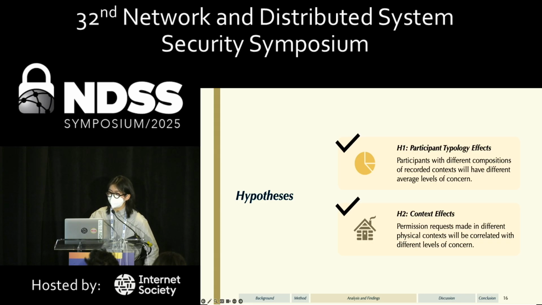So to summarize our findings, we did find evidence supporting both of our hypotheses. H1, which is related to participant typologies, and H2 related to specific contexts. In other words, it's clear that user context has some influence on how they feel about permissions, be it negative or positive. And so I want to add on a few implications of this finding.